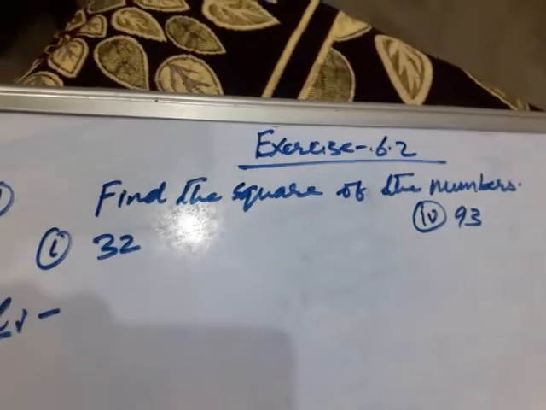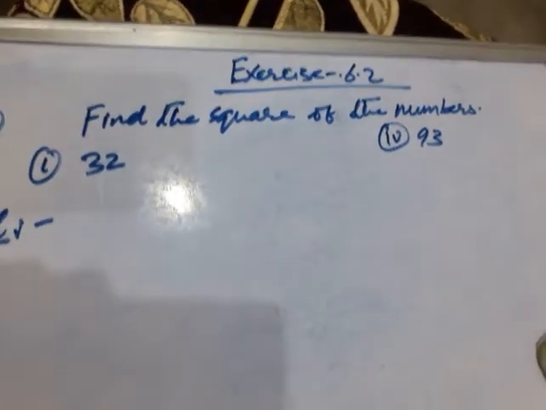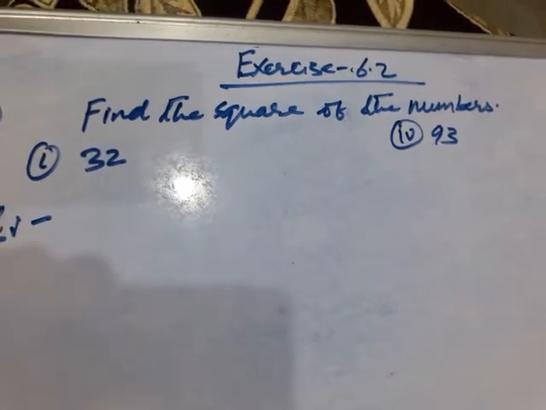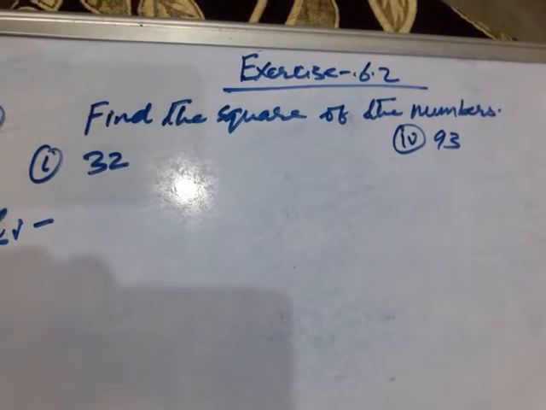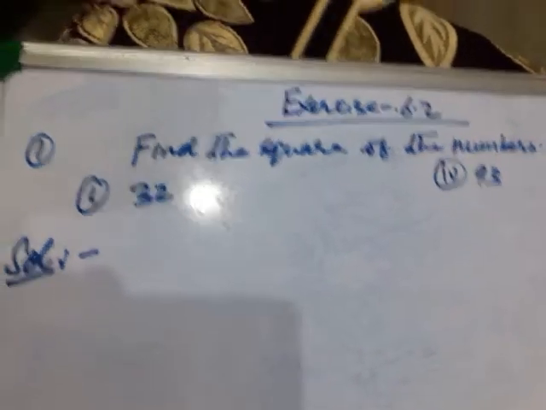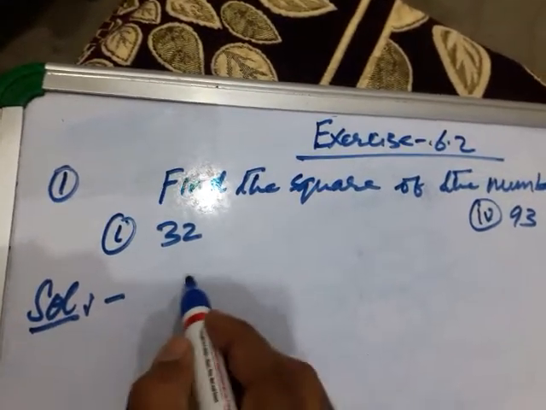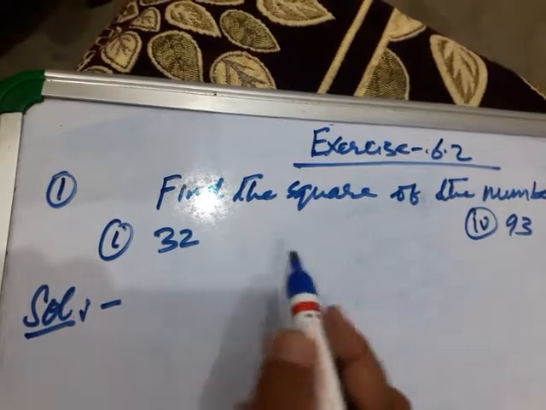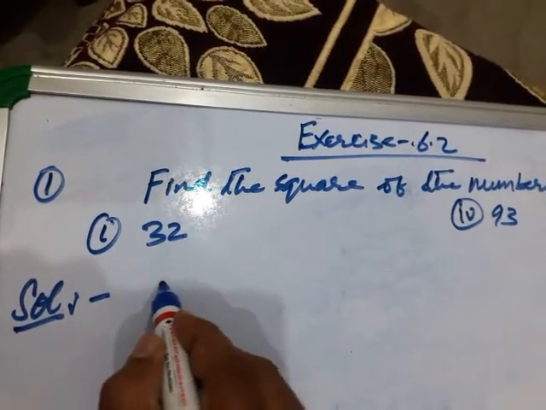Good morning, children. Let us start exercise 6.2. Find the square of the numbers. That is the first question, first part and fourth part: 32. Find the square of 32. That means 32 squared.